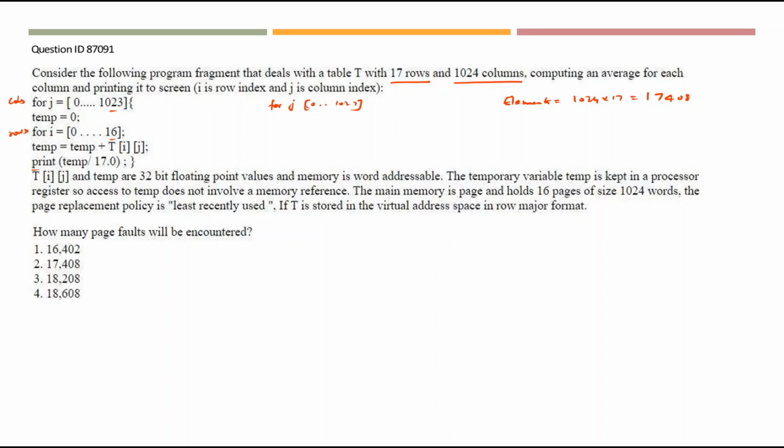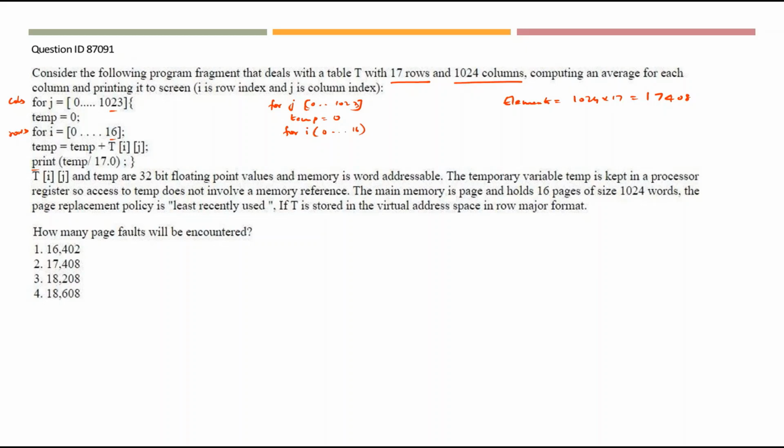It is initializing a variable called temp with 0. Then I have an inner loop with I from 0 to 16. So 0 to 1023 will give 1024 columns and 0 to 16 will give 17 rows. You know the index will be starting from zero in arrays, so they have used the same pattern here.